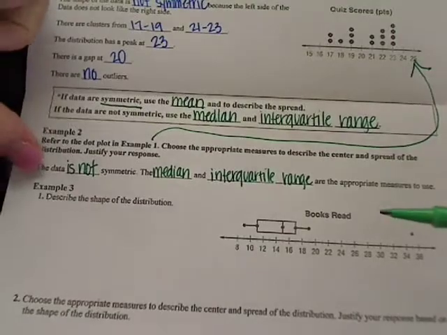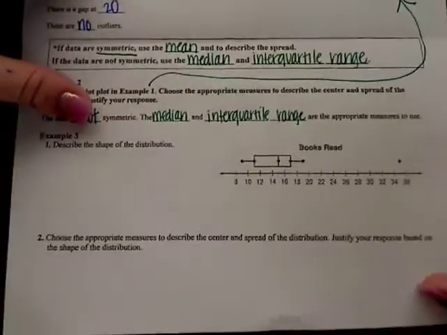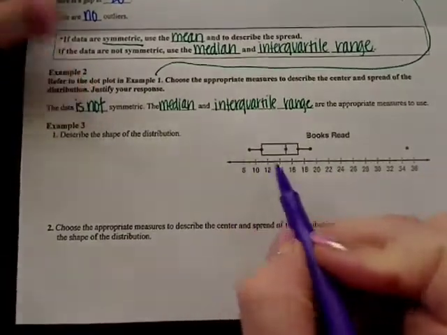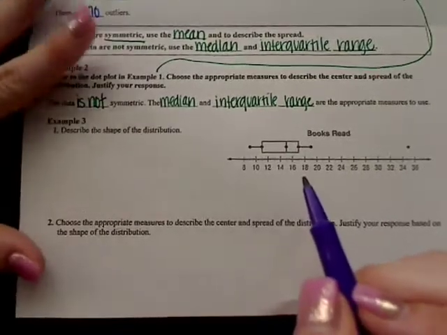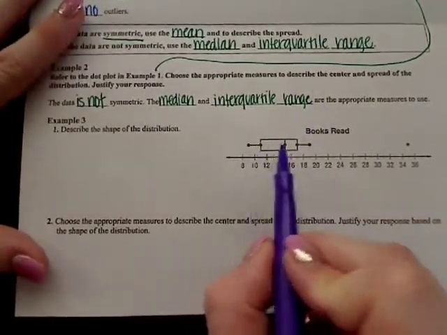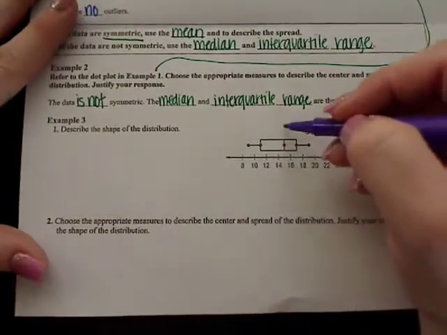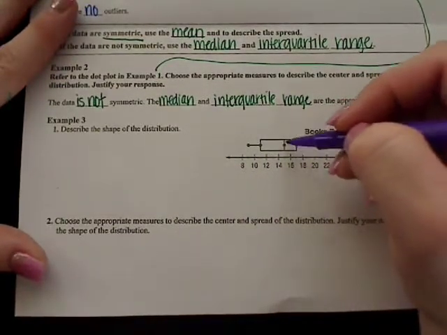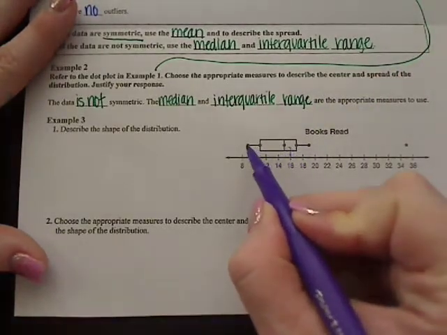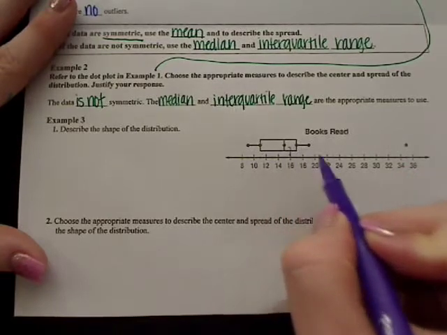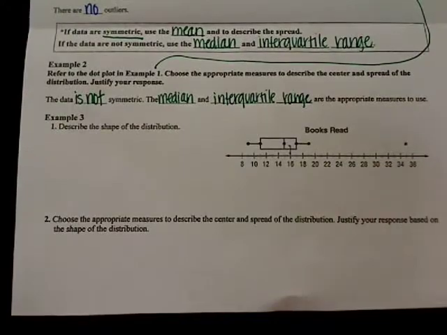Okay, so let's look at example 3. Describe the shape of the distribution. So is this data symmetric or not symmetric? Let's look. Well, that doesn't look very symmetrical to me, because remember, on a box plot, this line in the middle of the box is the median. So the left side of this is not the same as the right side. So this is not symmetric, okay? It's not symmetric.